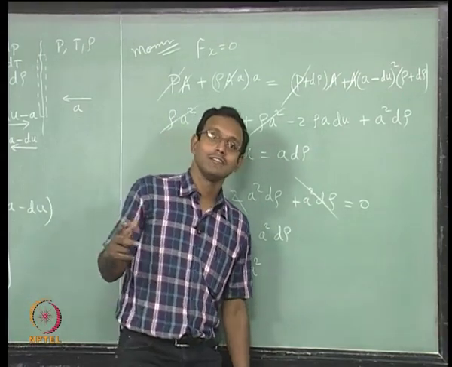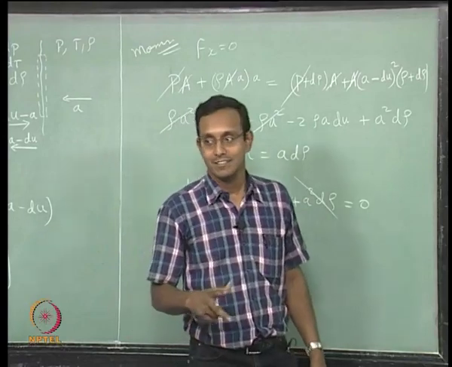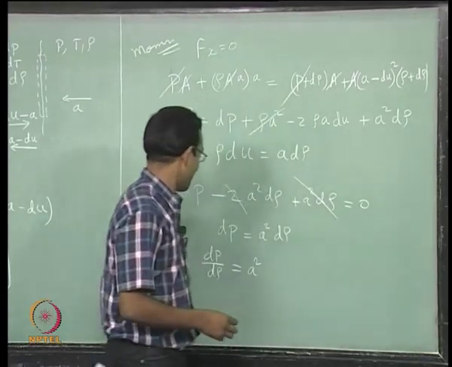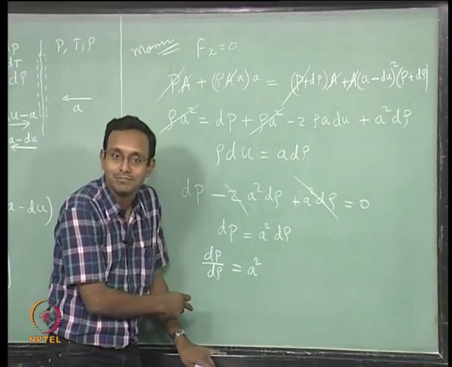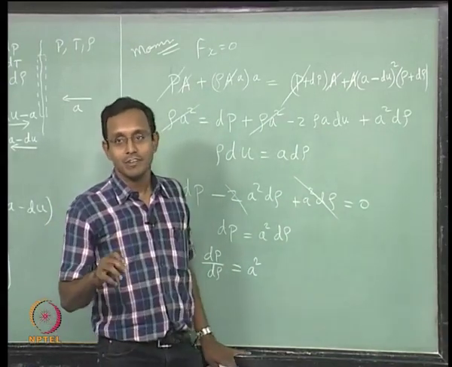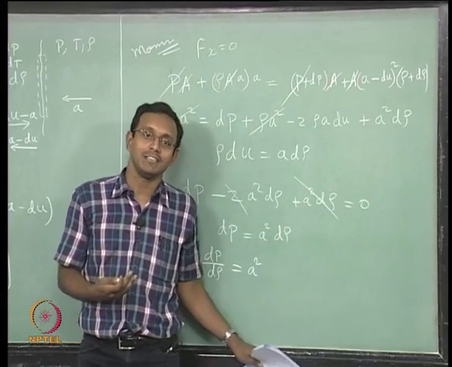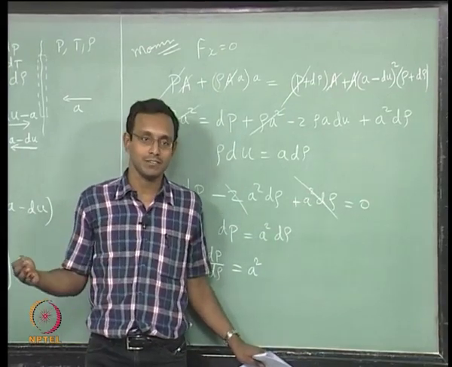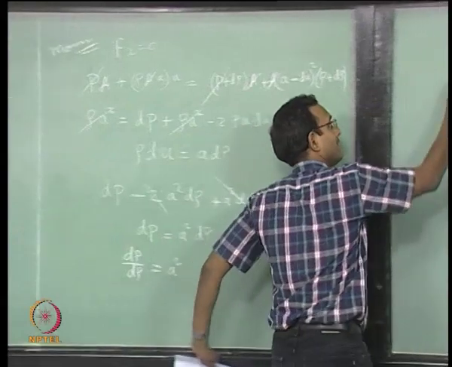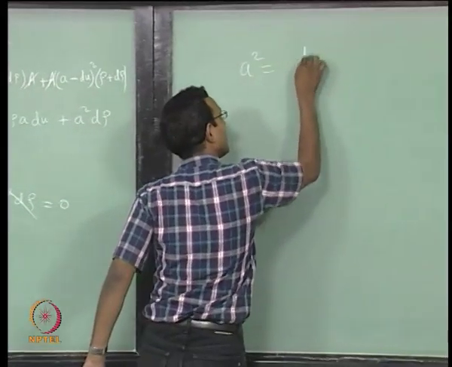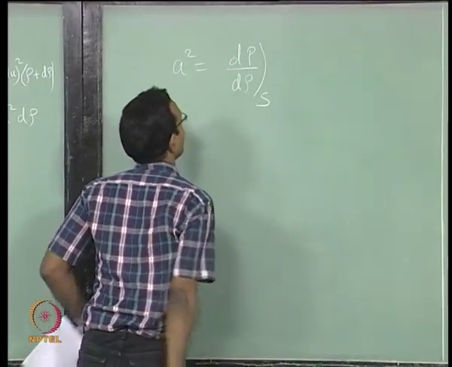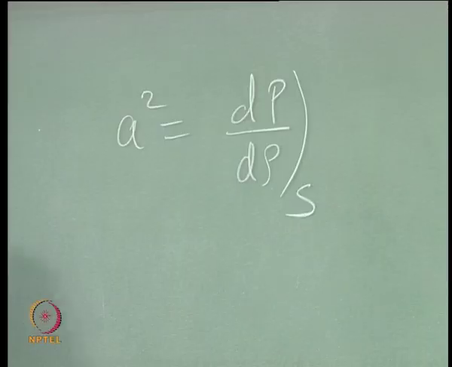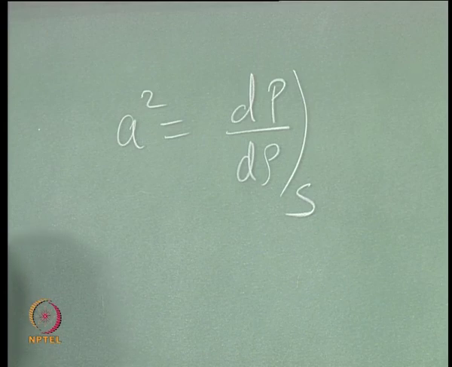It is not a clean argument saying dp by d rho should be done keeping entropy constant. But we are going to say the process we have picked is such that it is almost isentropic. So we will say dp by d rho keeping entropy constant will be equal to my speed of sound square.